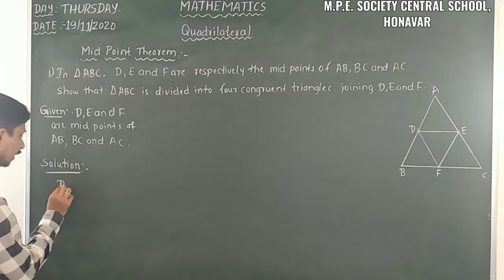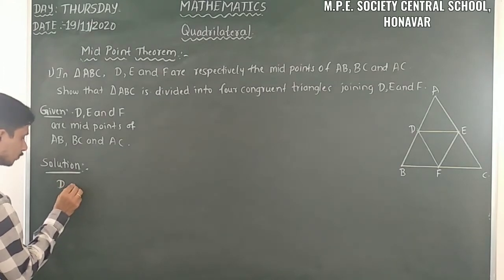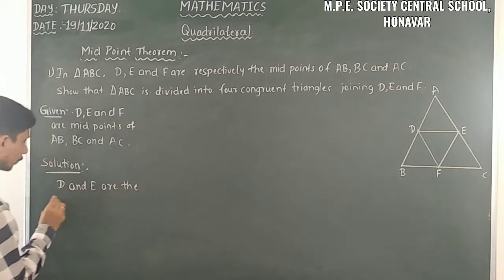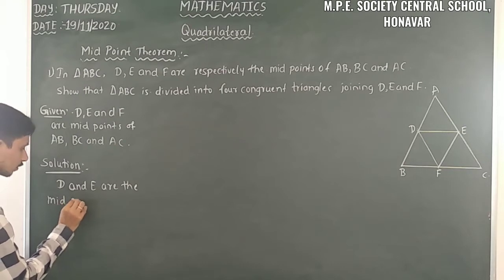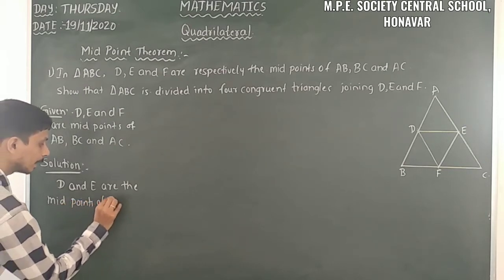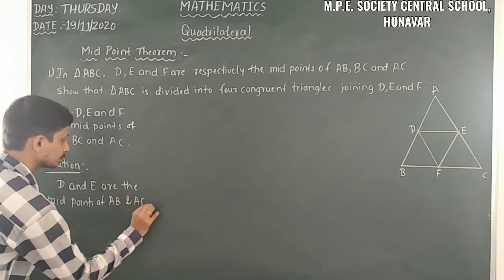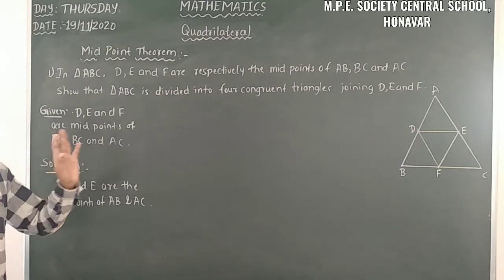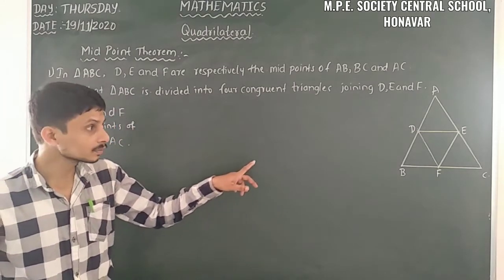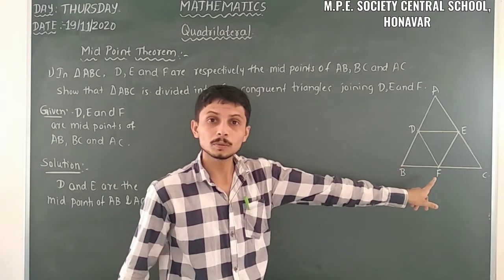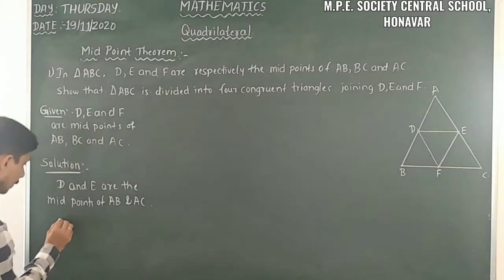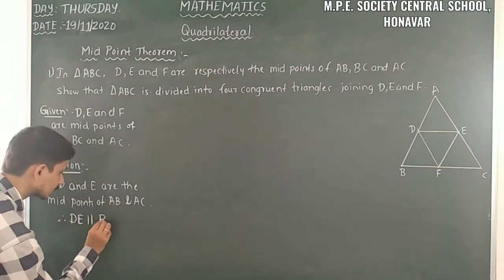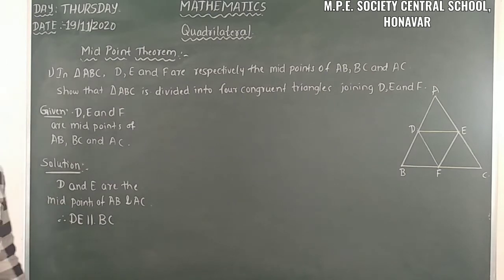D and E are the midpoints of AB and AC. Then, according to the midpoint theorem, DE is parallel to BC. Therefore, DE is parallel to BC.